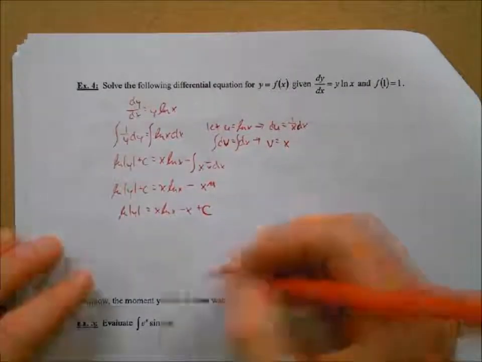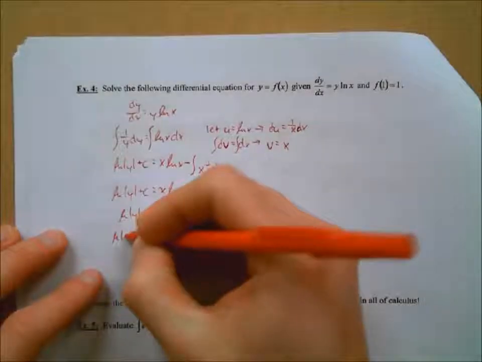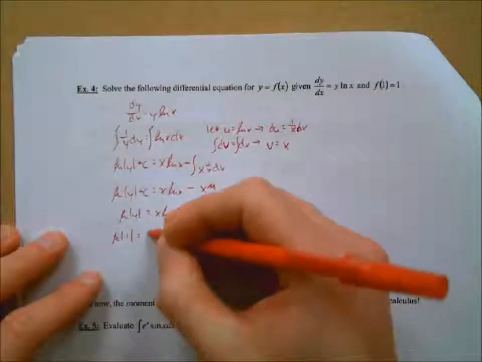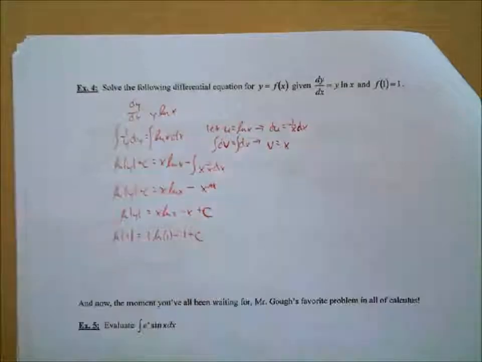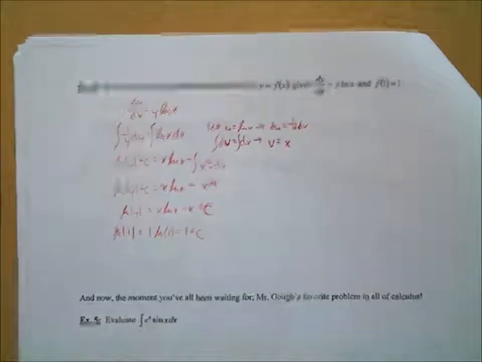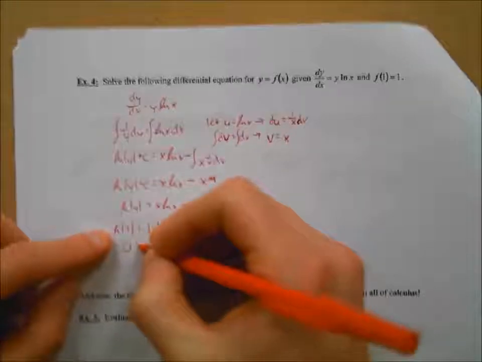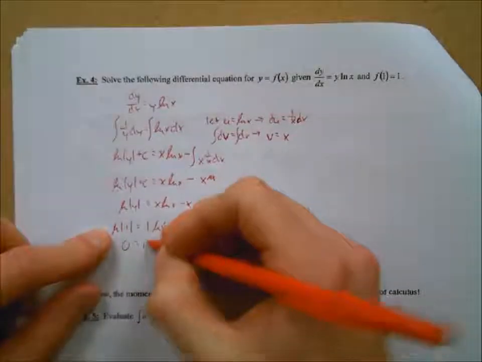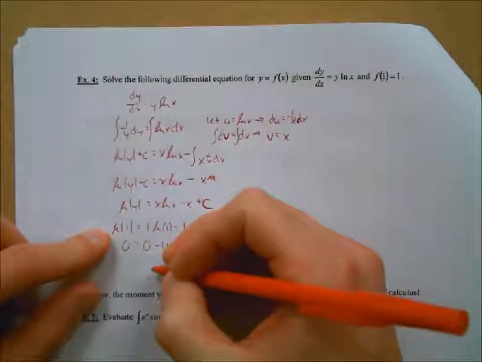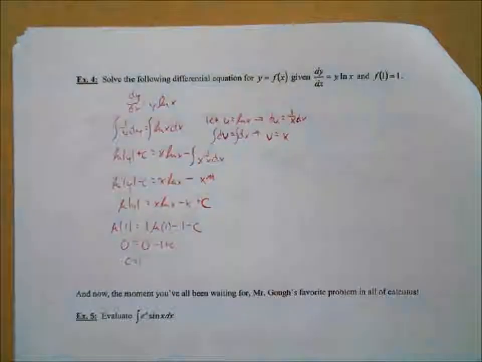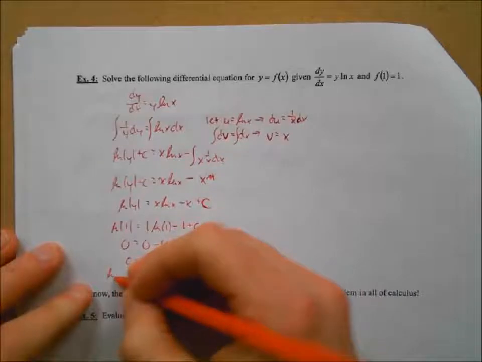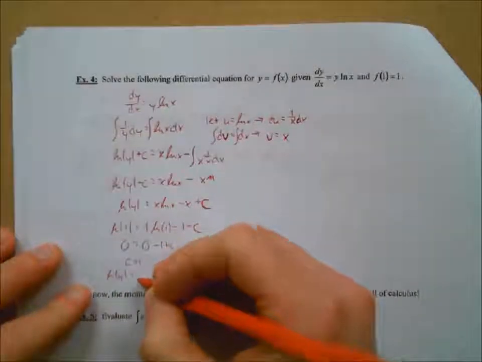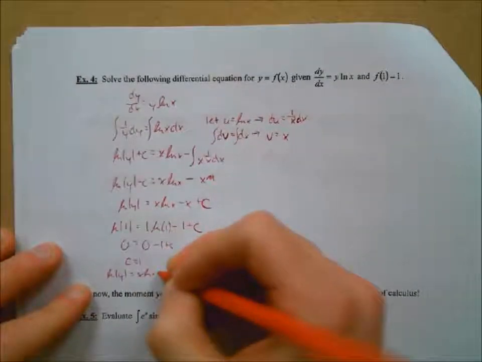So it'll be natural log of the absolute value of 1 equals 1 times natural log of 1 minus 1 plus c. Natural log of 1 we know is 0. And then 1 times 0 is 0, minus 1 plus c. So c is 1. And so we get natural log of the absolute value of y equals x ln x minus x plus 1.